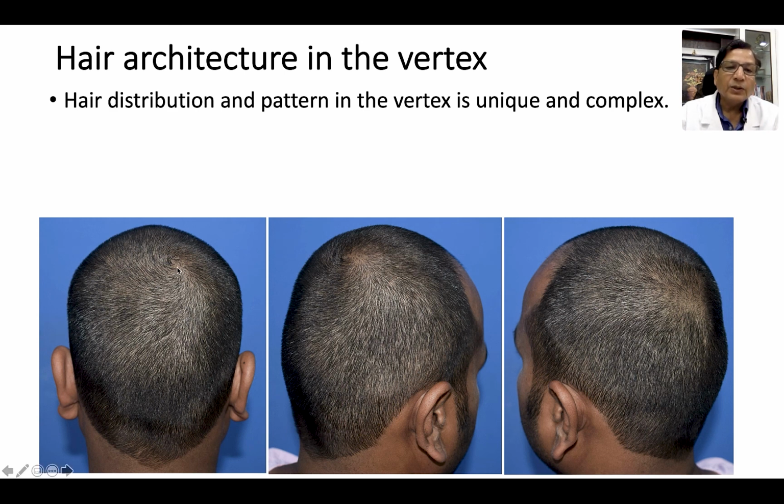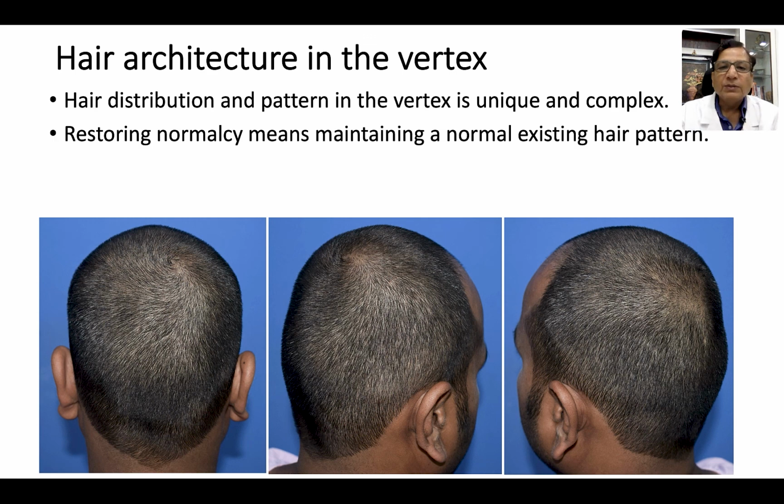The whorl is in the upper zone, not in the middle zone as I said previously. So it is in the upper zone, the whorl is on the right side, and the direction is something like this, then it became like this, then like this, and here they are going. So see, the pattern is very variable and complex.